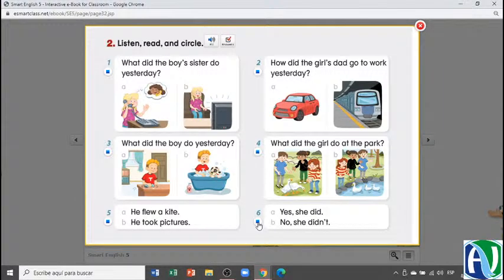Y aquí ya tenemos un resumen. Thank you, Andrea. 1A, 2B, 3B, 4A, 5A, 6B. Let's go watch if that's correct. Vamos entonces a ver si es correcto. Y las respuestas son A, B, B, A, A, and B.